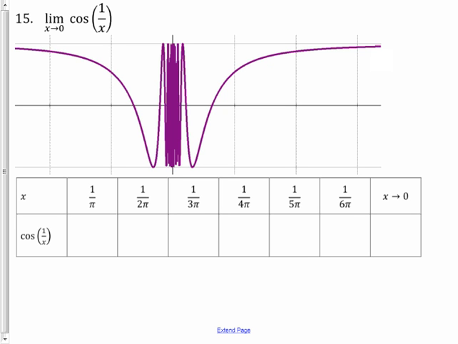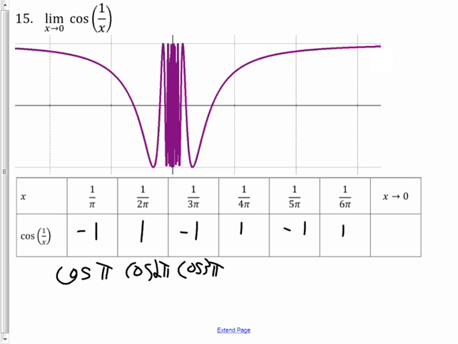Lastly, 15, the limit as x goes to 0 of cosine of 1 over x. Okay. So 1 over 0 doesn't exist. But plugging in our values here, we plug in 1 over pi, that's the same thing as cosine of pi, which is negative 1. So that would be cosine of pi. 1 over 2 pi is the same thing as cosine of 2 pi, so that would give us positive 1. And then we're just going to oscillate between those two values where it just kind of flips back and forth. And then this one's going to be 3 pi when it's 1 over 3 pi, and we get negative 1. It's flipping back and forth.